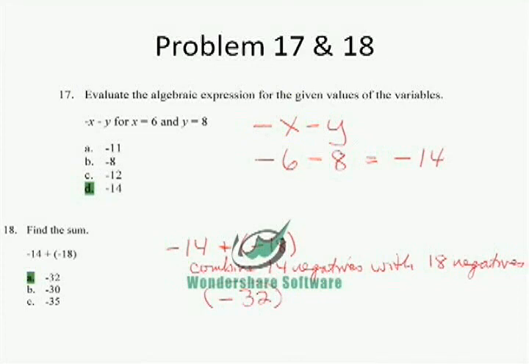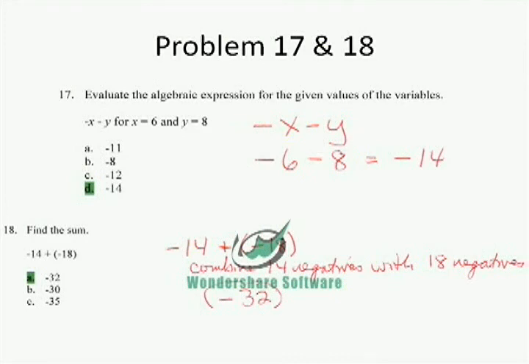Number 17. It has an algebraic expression. It says negative x minus y. Then it says where you have x, put a 6, and where you have y, put an 8. So you could see how I rewrote it. Negative 6 because it was negative x, and negative 8 because it was negative y. So negative 6 minus 8.